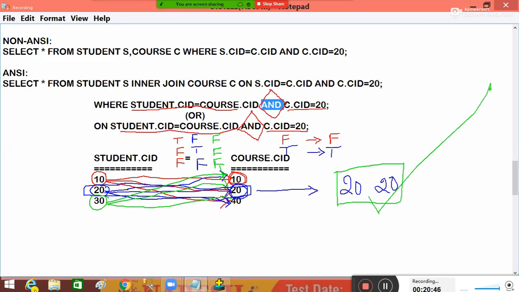Come on, guys. Did all of you understand these two conditions, how to check multiple conditions? Are you clear on this one also?